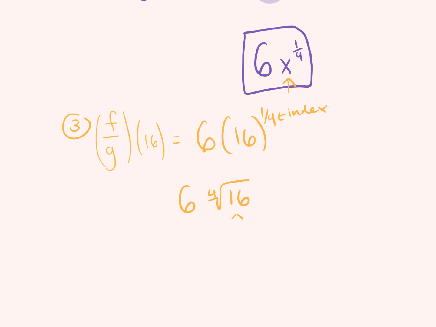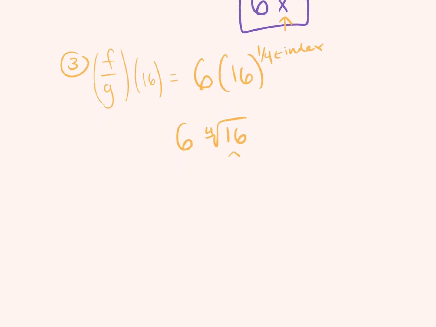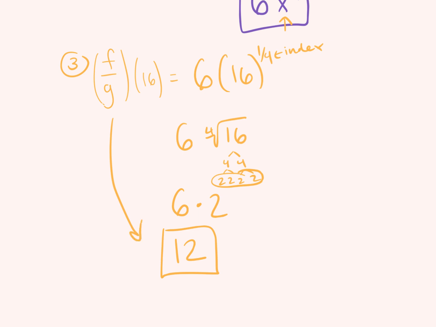We can break down 16, or if we've done these enough, we know that the 4th root of 16 is what? 2. So this is 6 times 2. If we didn't know that right off the top of our head, break down 16. Circle your groups of 4. So 2 would come to the outside. So 6 times 2 is what? 12. So our answer to the third part of this question would be 12.